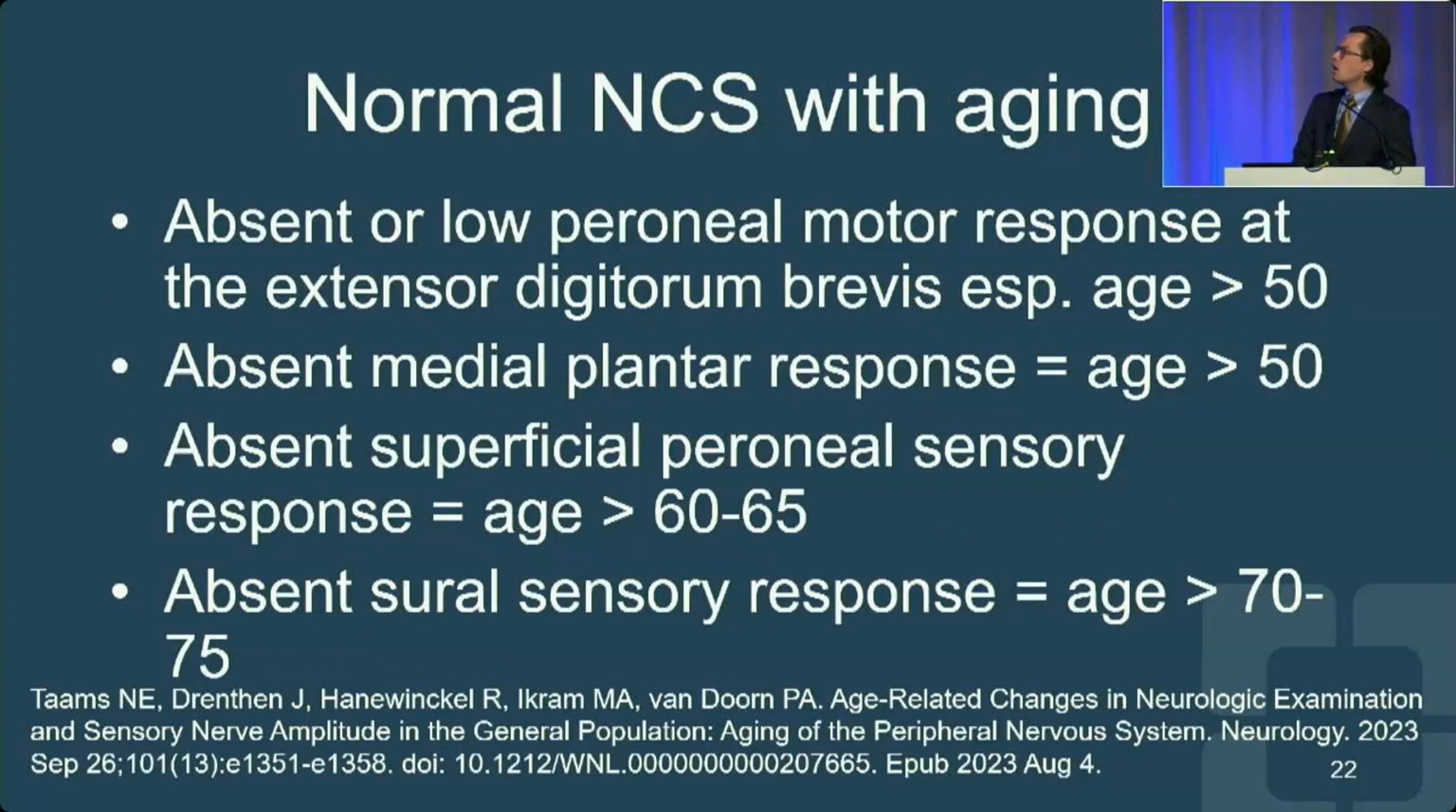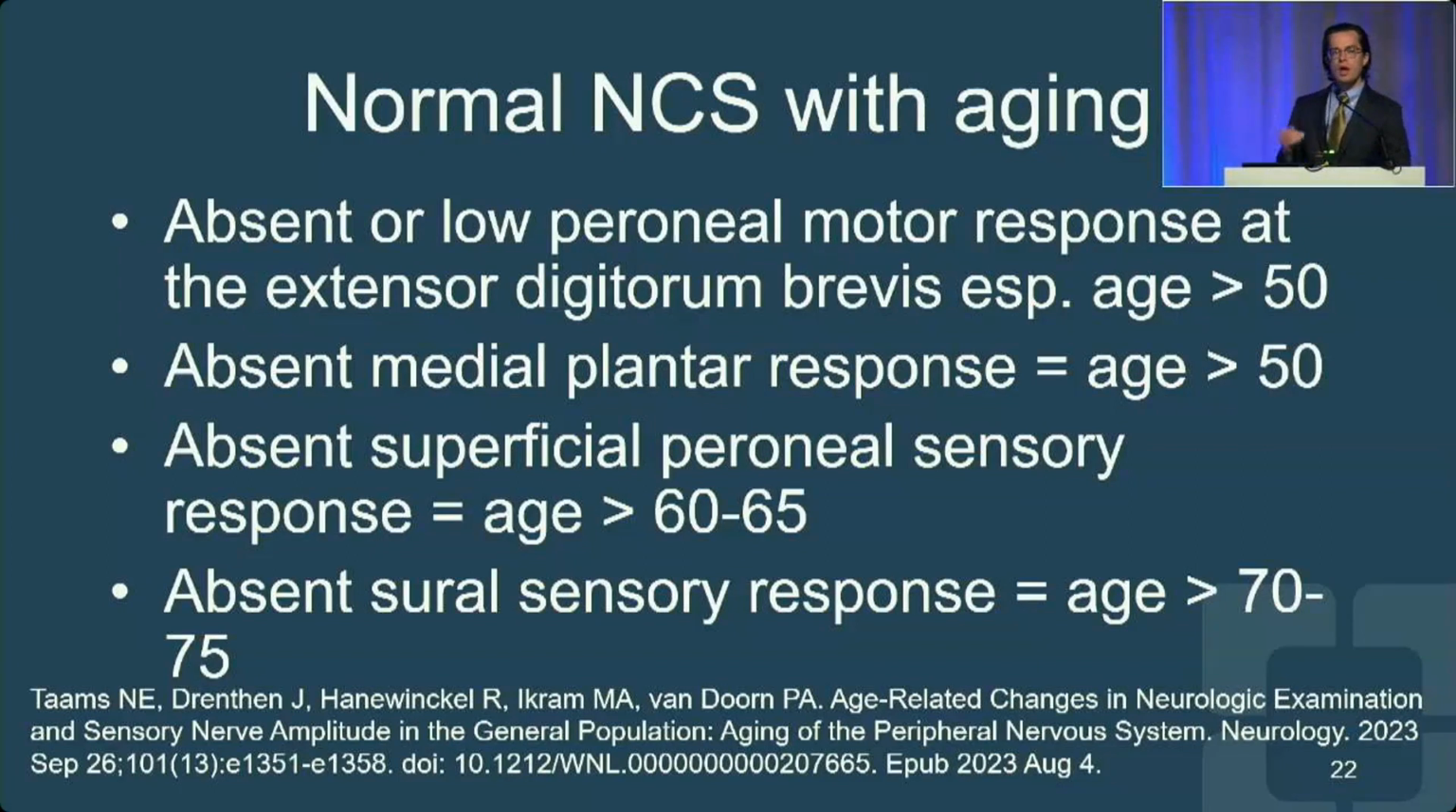So you can sometimes see an absent or low peroneal motor response at the extensor digitorum brevis. I see this a lot in people who are older than 50, but sometimes you can see it in people who are younger, especially if this is the only change that you're really noticing. The extensor digitorum brevis is an intrinsic foot muscle. It gets beat up a lot. Sometimes there can be local muscle trauma, and so the amplitude might be low. And if that's all you're seeing, it usually doesn't have very much clinical significance.